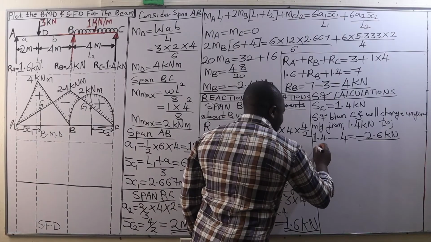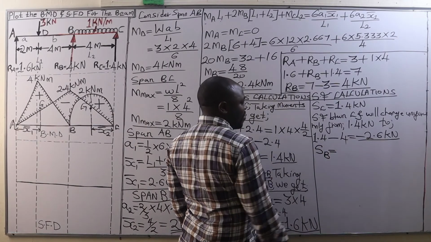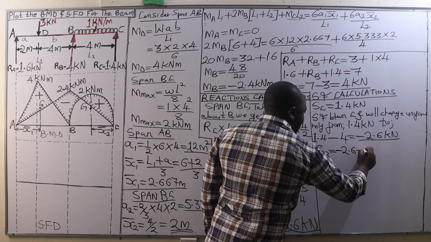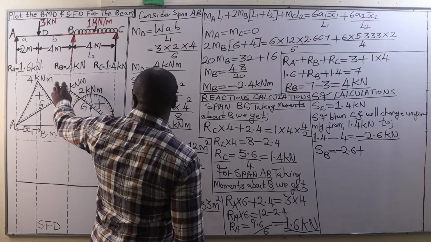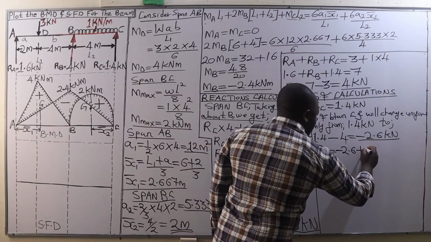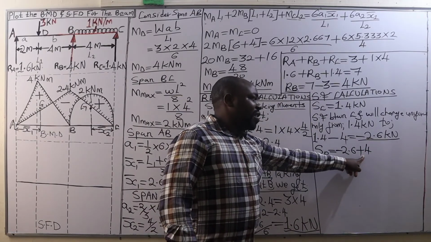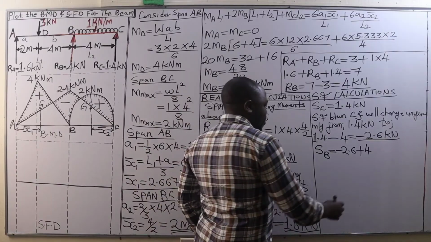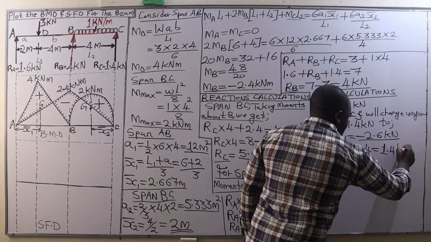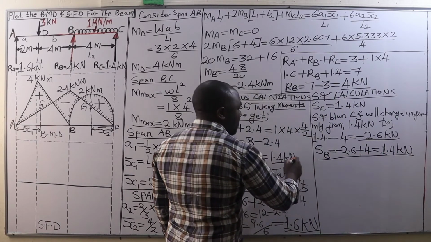Then from there we go to shear force at B, and the shear force at B is going to be this negative 2.6 kilonewtons plus the reaction at B, since this is an upward acting force, which is 4 kilonewtons. And therefore, negative 2.6 plus 4, that is 1.4 kilonewtons. So we get 1.4 kilonewtons being the shear force at B.